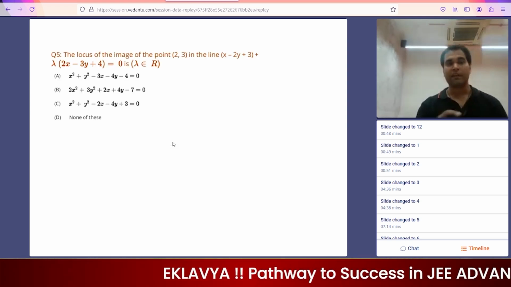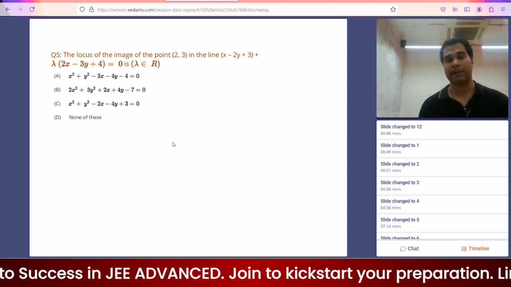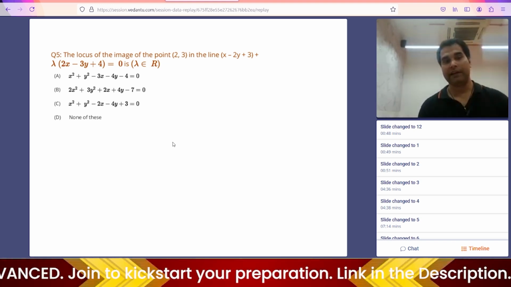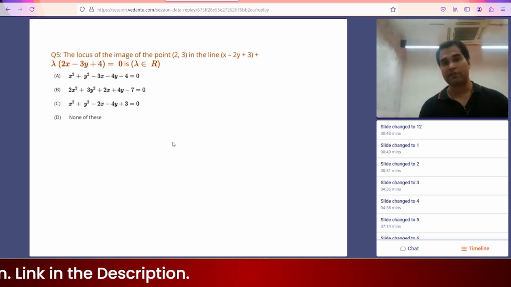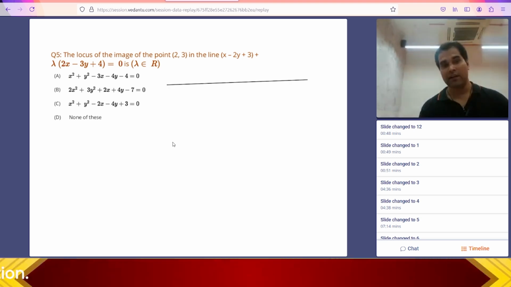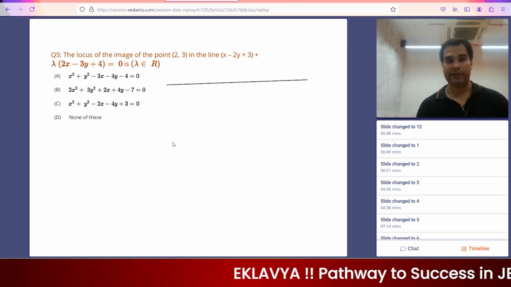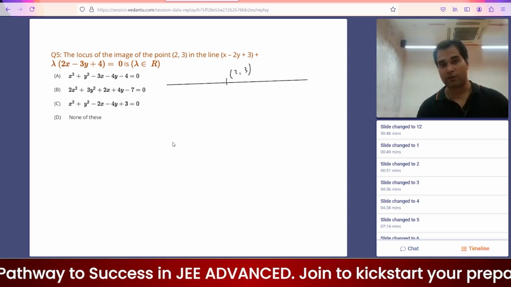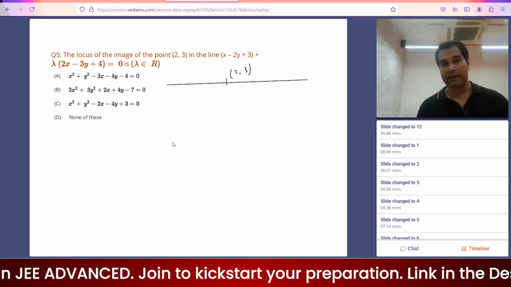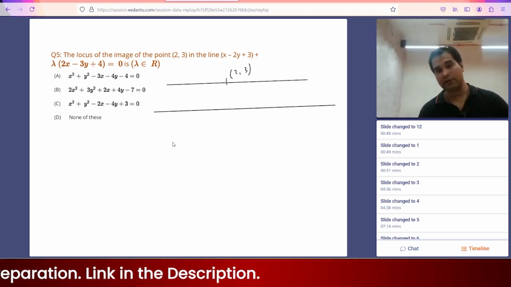Now next, question number 5. The locus of the image of the point 2 comma 3 in the line given. This question says the locus of the image of the point 2 comma 3. Here given any point, suppose that it is 2 comma 3, and the image of the point with respect to this line.